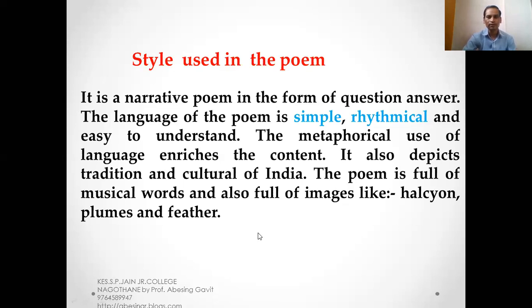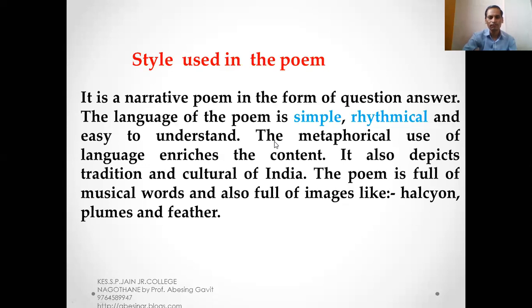Now next, the language of the poem is simple, rhythmical and easy to understand. Very simple and rhythmical language is used by the poetess here, and it is possible to get the meaning easily. Rhythm is also there. The metaphorical use of language enriches the content. It also depicts the tradition and culture of India.